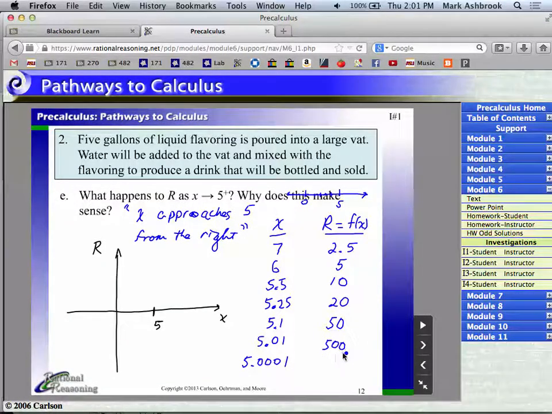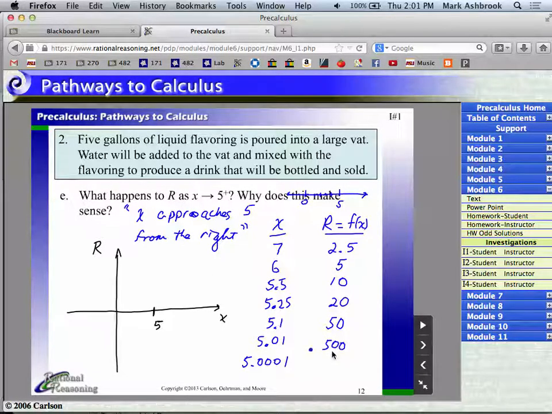Okay, how about the 500? What does that number signify or represent? Brian. He said there's 500 times as much flavoring as there is water. Agree with that? And why does that make sense when our input is 5.01? Christian, go ahead. 5 divided by 0.01 is 500. But I'm asking why it makes sense. What's the meaning of 5.01, and why does it make sense that there'll be 500 times as much flavoring as water?